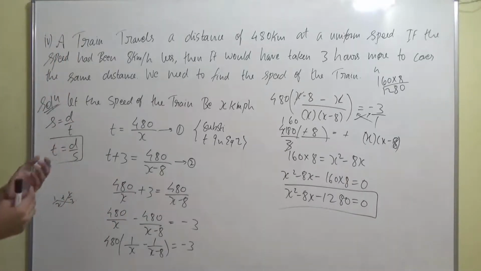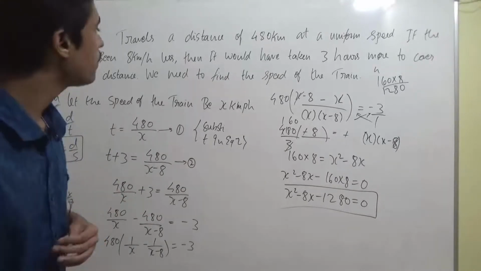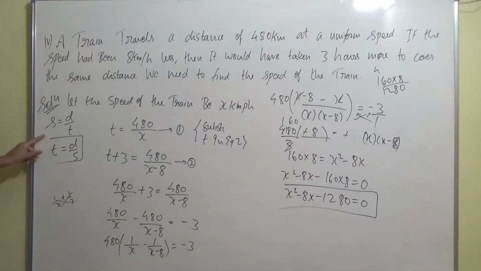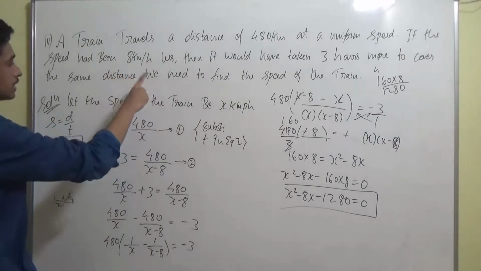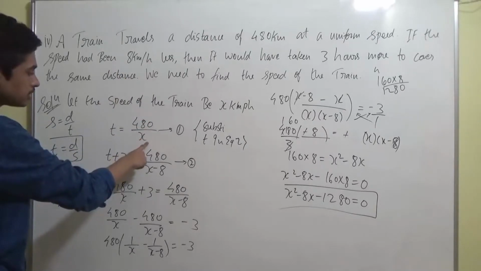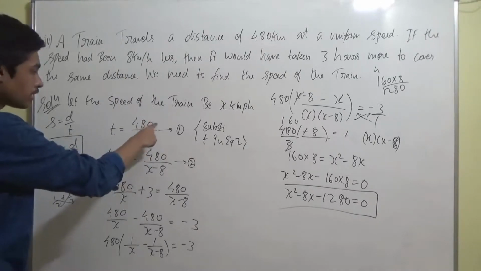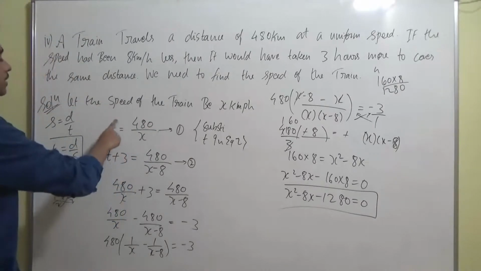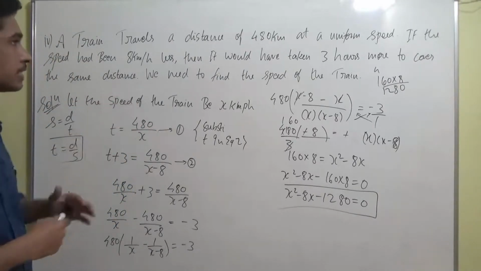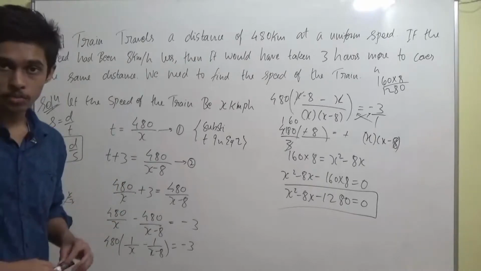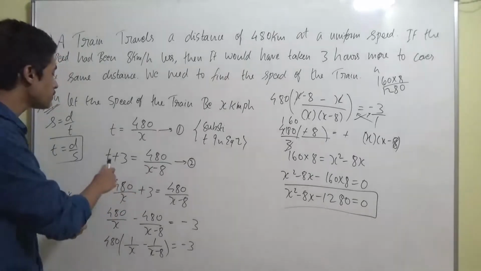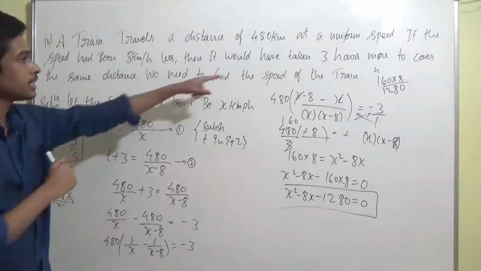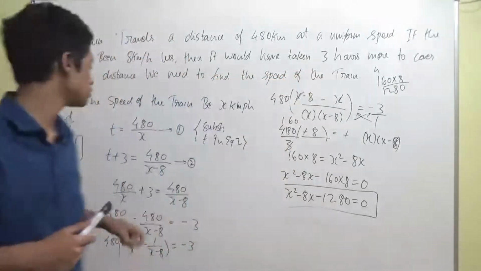Then in questions where speed, distance and time are involved, you have to use the formula speed equal to distance by time, from which you get time equal to distance by speed, right? In the first condition, if a train travels at x kilometers per hour for 480 kilometers, it takes time t. In the second condition, if the speed of the train is reduced by 8 kilometers per hour, the time taken to cover 480 kilometers is t plus 3 hours. Getting it? It would have taken 3 hours more, so it is t plus 3.